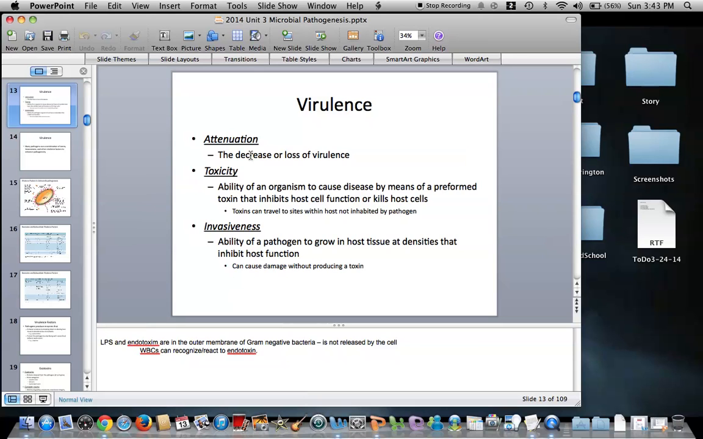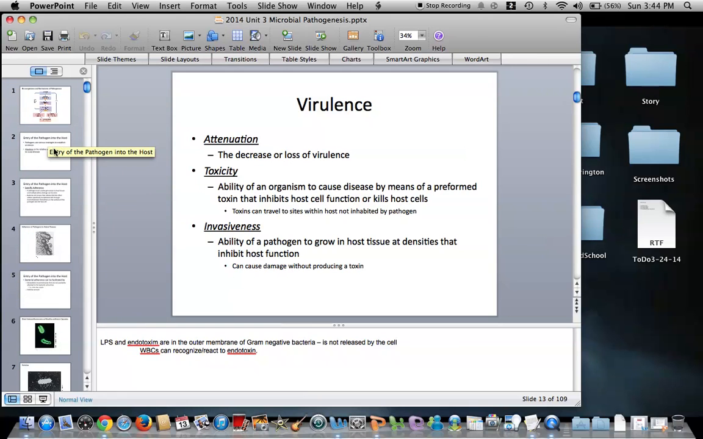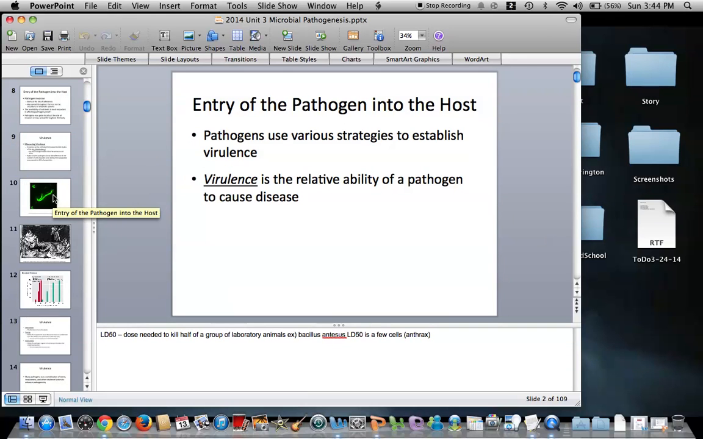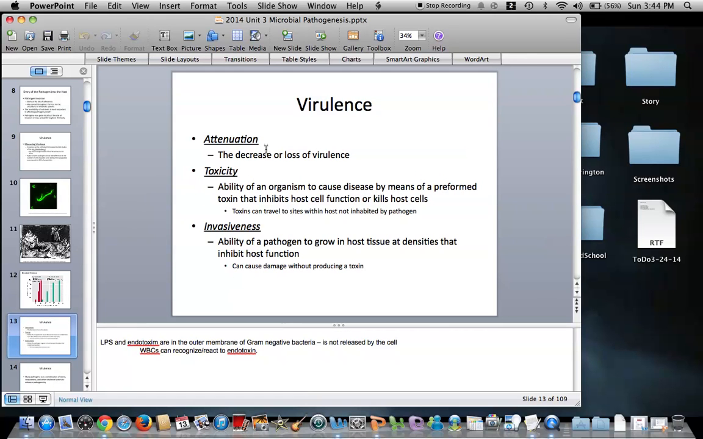Virulence. Attenuation is the decrease or loss of virulence. Remember, virulence is the relative ability of a pathogen to cause disease. So attenuation is the decrease or loss of virulence. This is like when you culture viruses for vaccination. This is basically what happens with some of them, like the measles virus. They have an attenuated strain that's not really capable of causing disease.